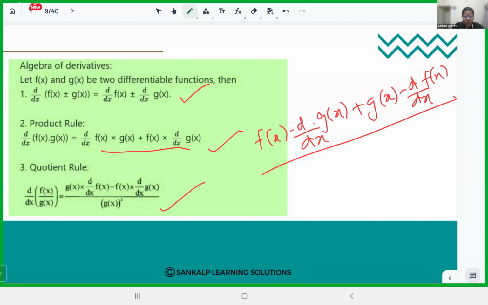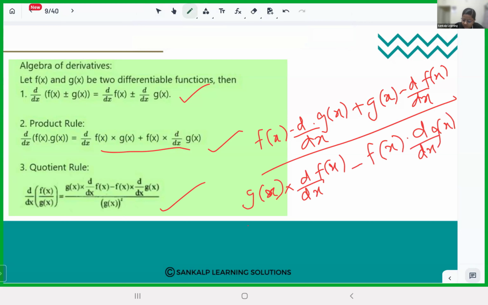And what about the quotient rule? If you are given a function like f of x by g of x, what you have to do is first write the denominator, that is g of x, into the derivative of the numerator, d by dx of f of x. Then you subtract, minus, you write the numerator, then the derivative of the denominator. And now you have to divide it by the denominator square. Okay, so this is the quotient rule.